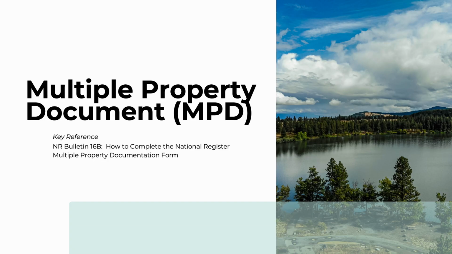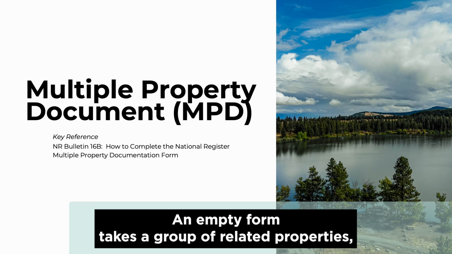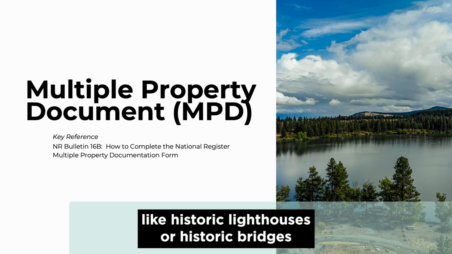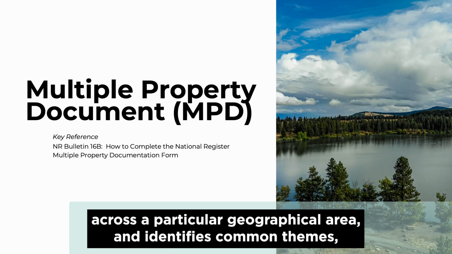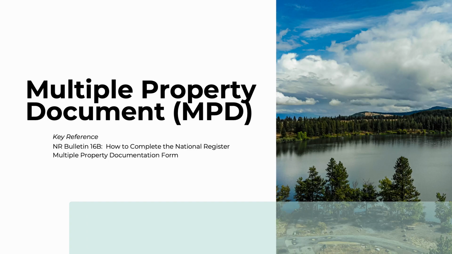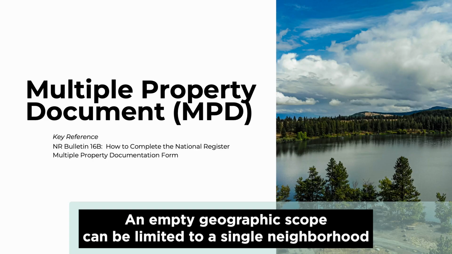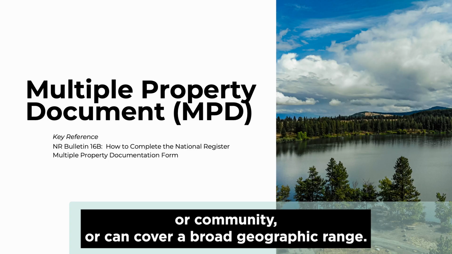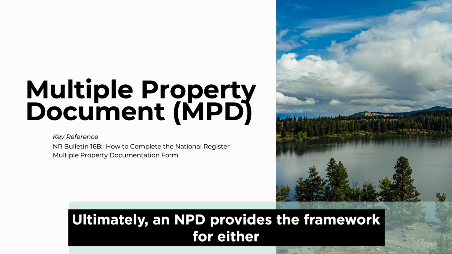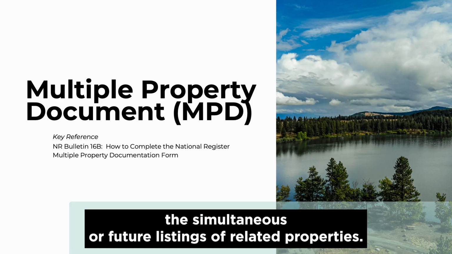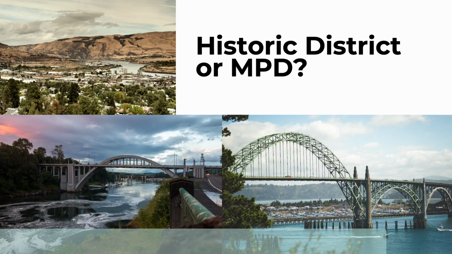MPDs can be used over and over again to nominate related properties, not just at the time the MPD is submitted. An MPD form takes a group of related properties, like historic lighthouses or historic bridges, across a particular geographical area and identifies common themes, trends, and patterns of history for that group of properties. An MPD's geographic scope can be limited to a single neighborhood or community or can cover a broad geographic range. Ultimately, an MPD provides the framework for either the simultaneous or future listings of related properties.